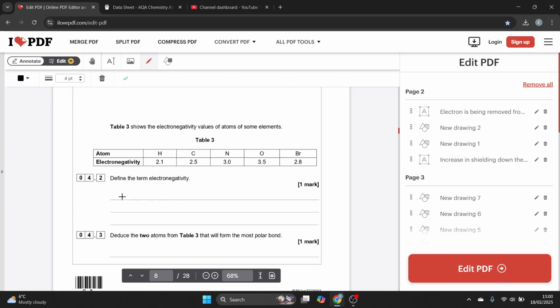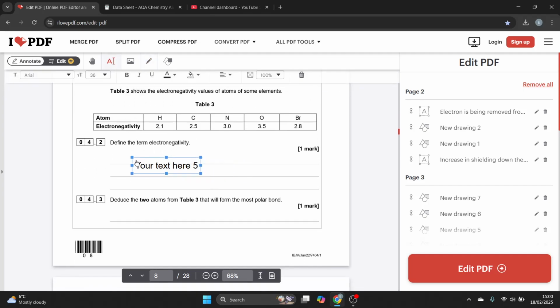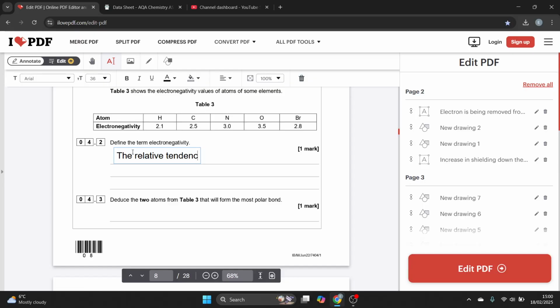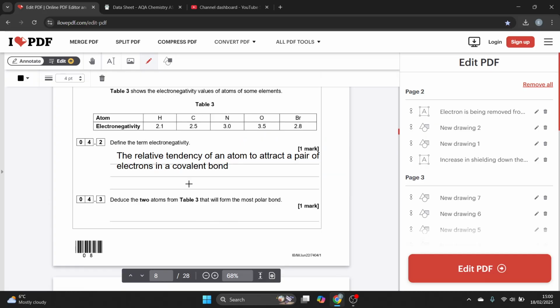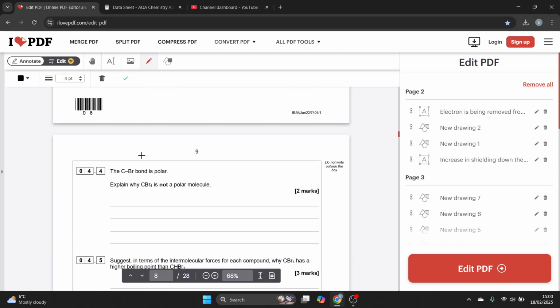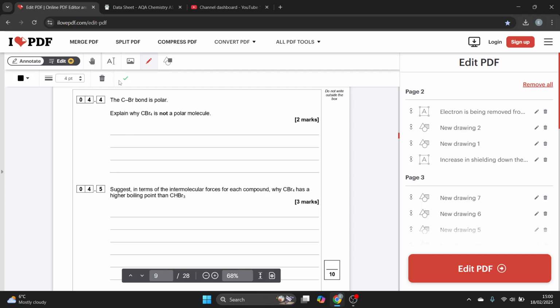Define the term electronegativity. Ability of an atom, well, actually, the relative tendency of an atom to attract a pair of electrons in a covalent bond. Just 2 atoms that form the most polar bond, oxygen and hydrogen, the one that's most electronegative and the one that's least electronegative. Explain why CBr4 is not a polar molecule.